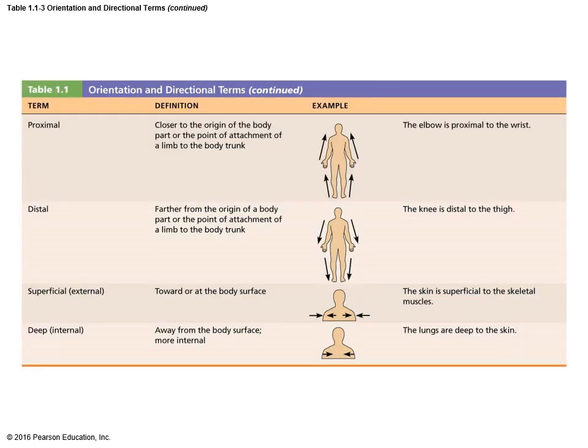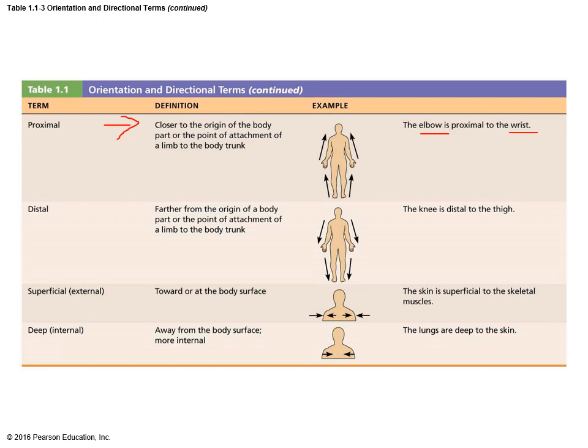Lastly, we can utilize proximal and distal. Now, this is usually used to indicate an origin point and the distance from a secondary point. So you can utilize the example where it says it's closer to the origin of the body or the point of attachment of a limb to the body trunk. So it says right here, the elbow is proximal to the wrist. That's very true.